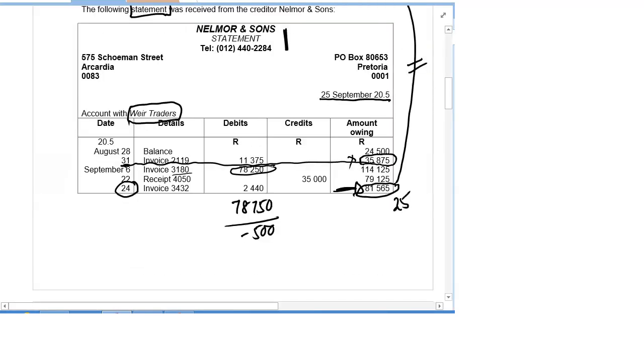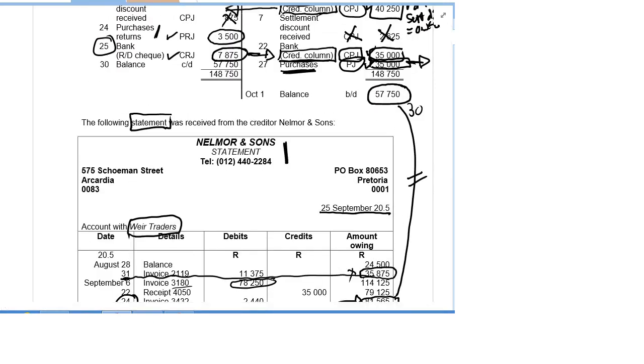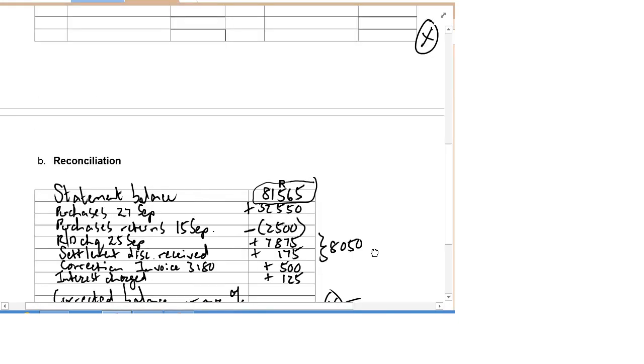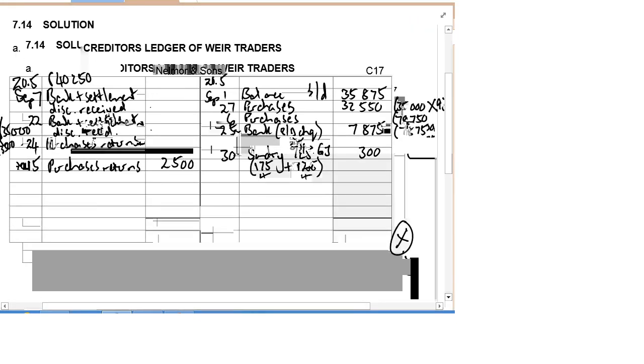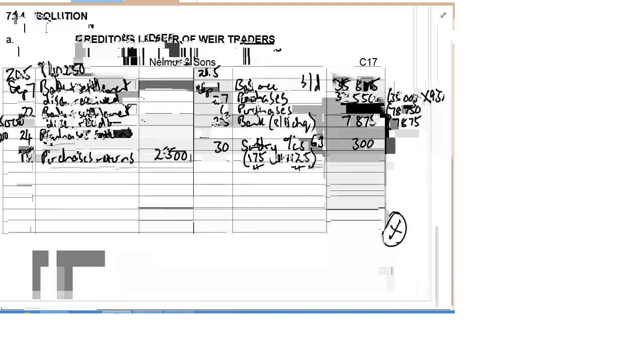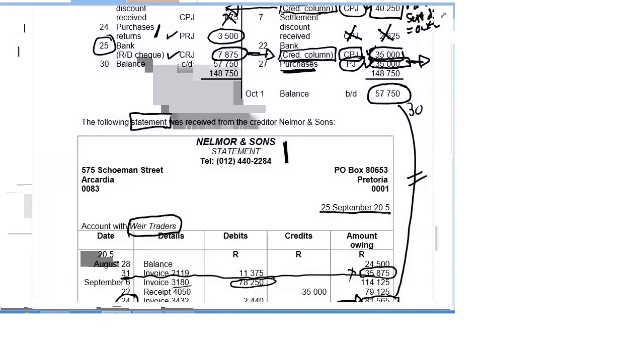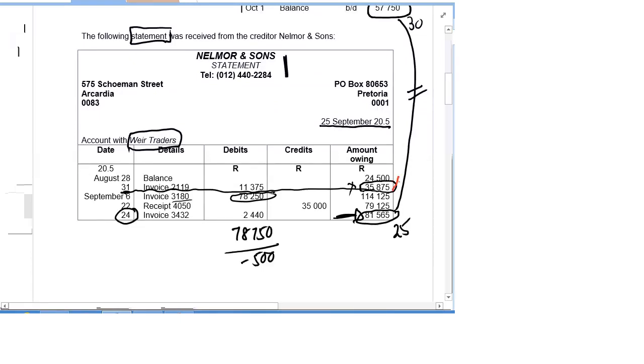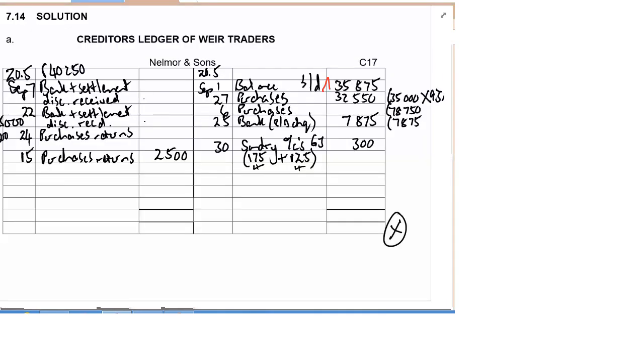I'm now going to change my pen color because I want to reconcile what we've done in our creditors account with what is showing in the statement. So if we look at our opening balance, we've got 35,875, and that 35,875 agrees to the opening balance on the statement from the creditor. So I put a tick next to both of those.